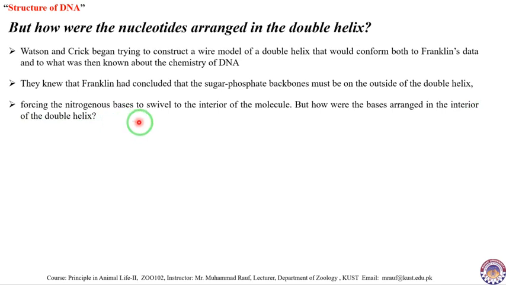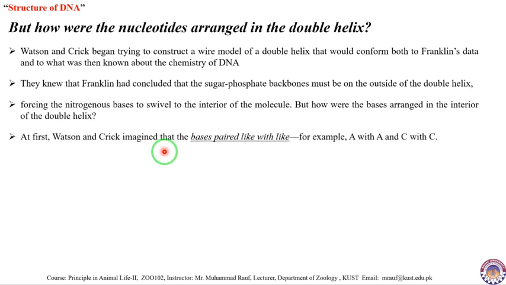Nowadays, we know that the bases are arranged on the basis of complementarity. Adenine always forms bond with thymine, cytosine always form bond with guanine. But at that time, Watson and Crick had no idea about the bonding, that what type of bonding occurs in the rungs. The uprights are made up of sugar and phosphate, that's okay.